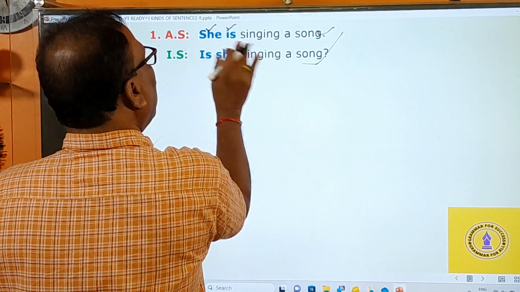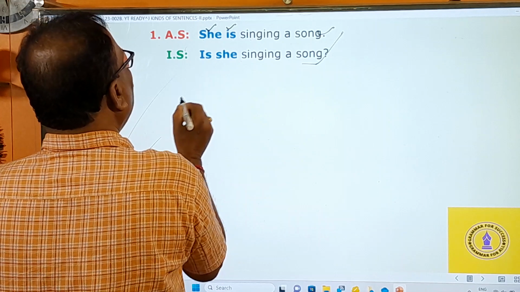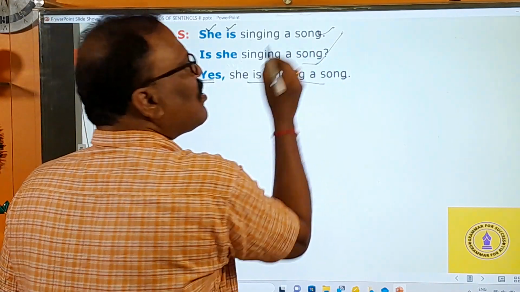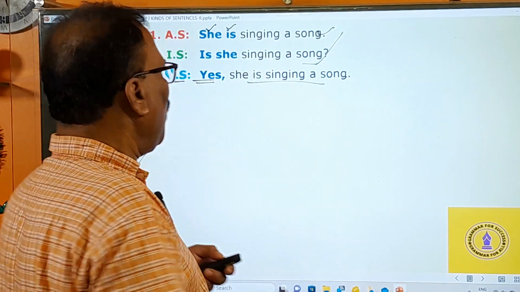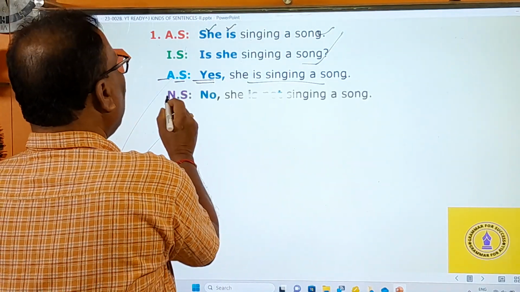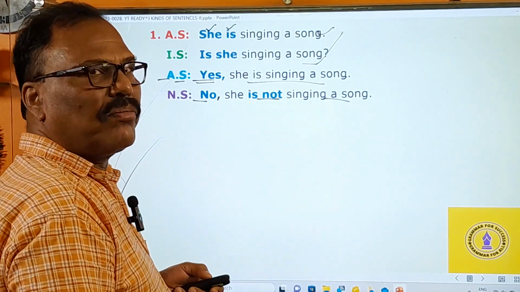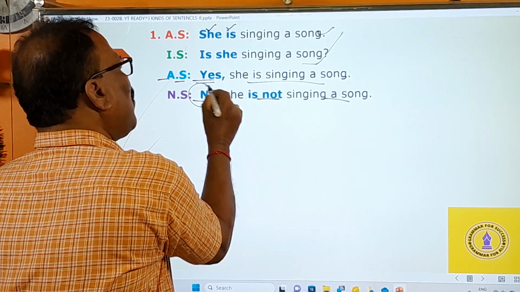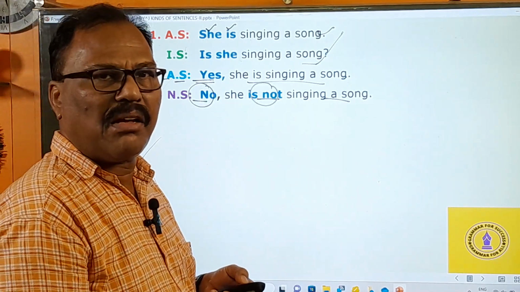If you want to say this statement is correct, then you say, what is that? Affirmative sentence. Yes, she's singing a song. You are affirming that she's singing a song, right? And next, negative sentence. No, she's not singing a song. I have already told you that in a negative sentence, there will be a no and also not. No, not. No, she's not singing a song.